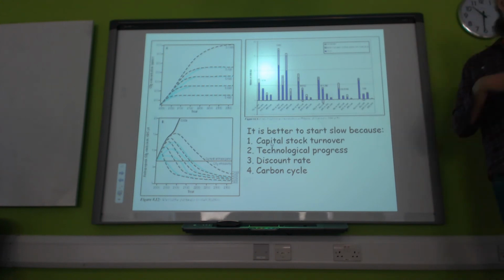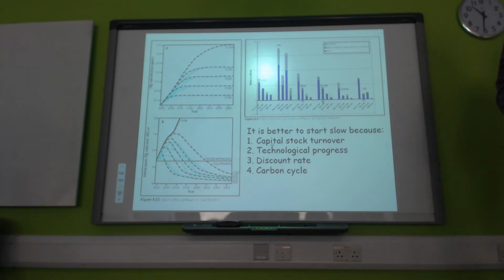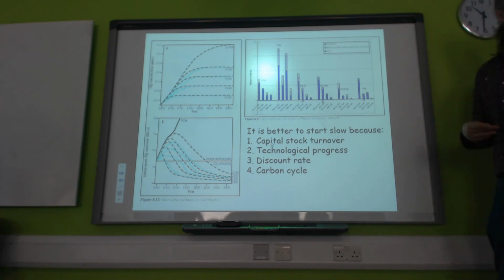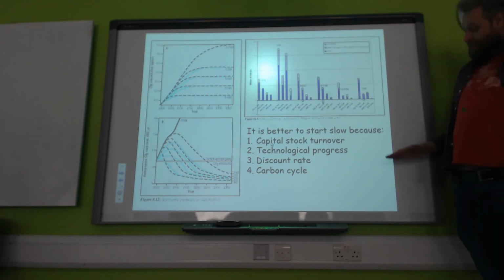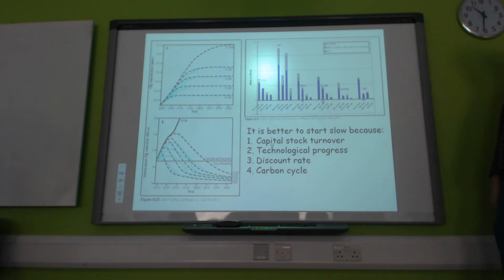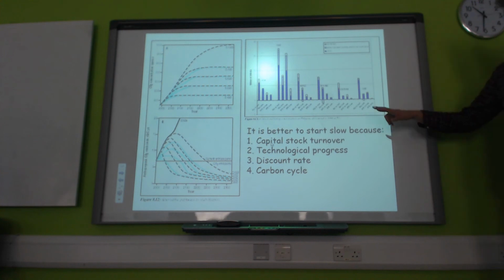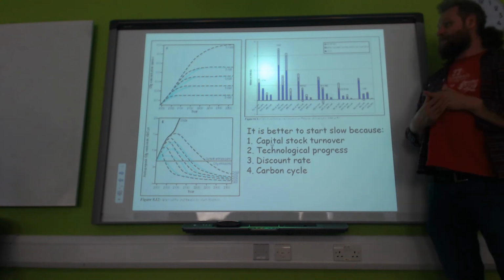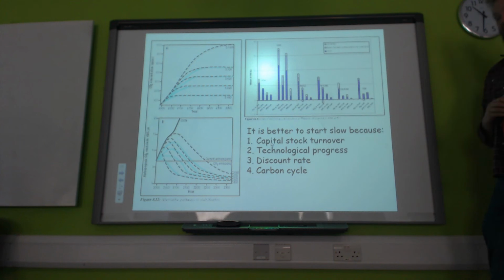So for those reasons, it makes much more sense to start with a low carbon tax, ramp it up over time, and give people the opportunity to readjust their investments based on the anticipated future price of carbon, rather than punish people for decisions they made in the past, assuming that the carbon price is zero or very low. That is one reason, and a very important reason, why starting slow and accelerating is less costly.